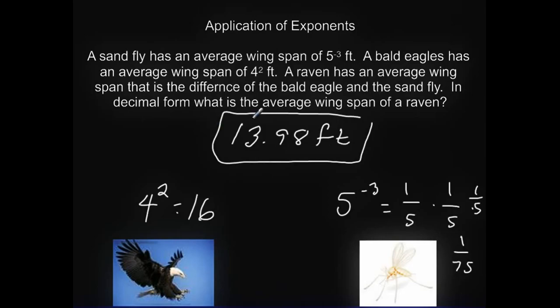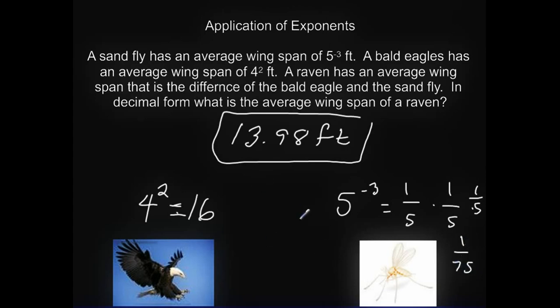All right. Here's my bald eagle and my sandfly. Sandflies are itty bitty. Eagles are much bigger than sandflies. And a raven has an average wingspan that's the difference between the two. And 4 squared is 16. 5 to the negative 3 is 1 over 5 times 1 over 5 times 1 over 5, which is 1 over 75. Then that's feet.